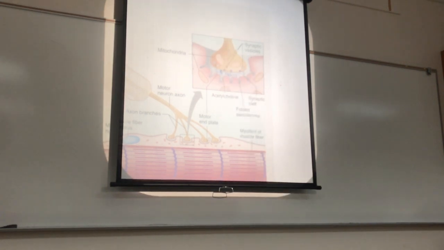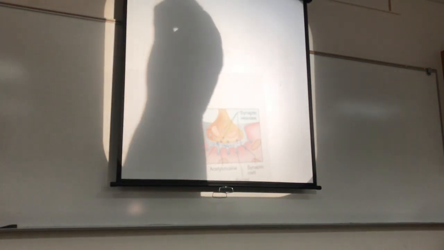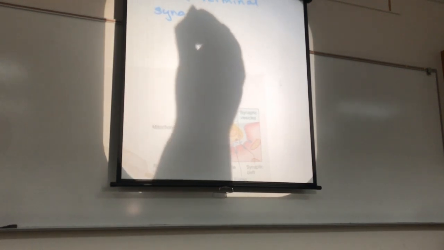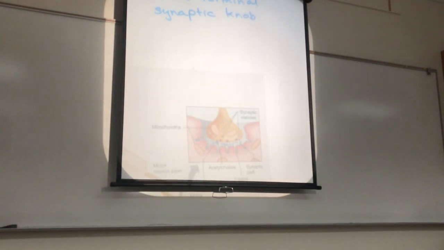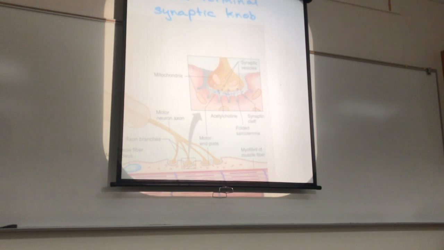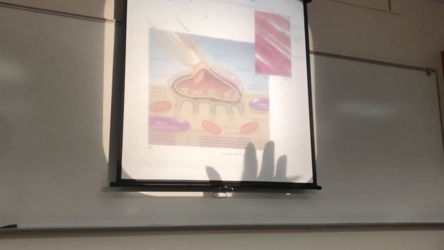Now that goes by a couple of different names. In some books it's called the axon terminal, and in other books it's called the synaptic knob. The Saladin book calls it a synaptic knob. I'm not sure what the OpenStax book is calling it. This is the illustration from the Saladin book.